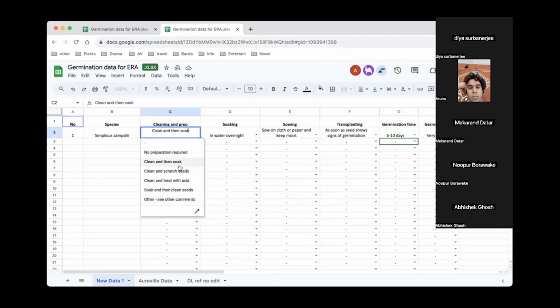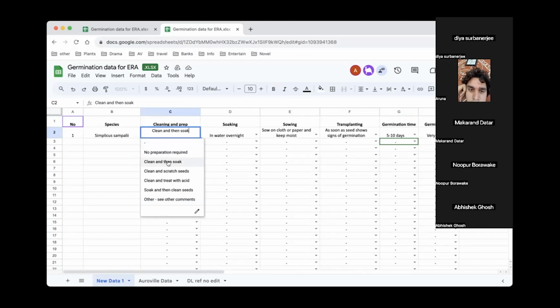And this we can adapt as we go along. So if people are finding that the way that you do cleaning and preparation is not seen here, then we can adapt and change as we go along. That's exactly what this process is about. We've tried to keep it down to about 5 or 6 different things, but obviously we can add and change. So, do you clean it and soak it, or do you clean and then scratch the outer kernel of the seed? Do you treat it with acid, et cetera?